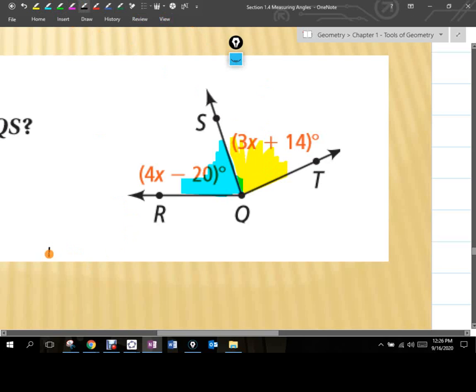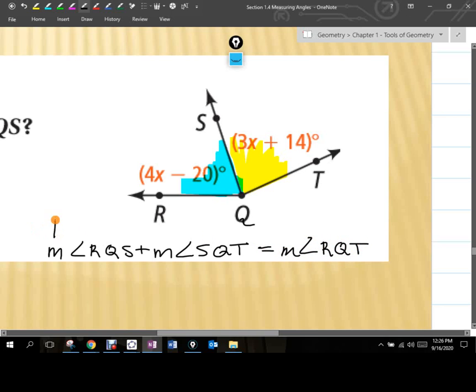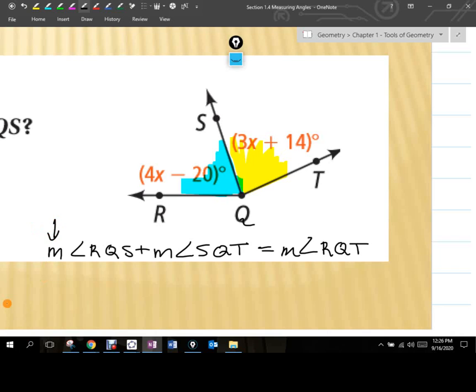So they'll write down the measure of angle RQS plus the measure of angle SQT should equal, what would be the overall angle? Measure of angle RQT. Now, when I want to talk about the measure of an angle, if I just say angle RQS, then I'm talking about the shape. If I put that little lowercase m out in front, that means I'm talking about its measurement, its degree. Does that make sense?